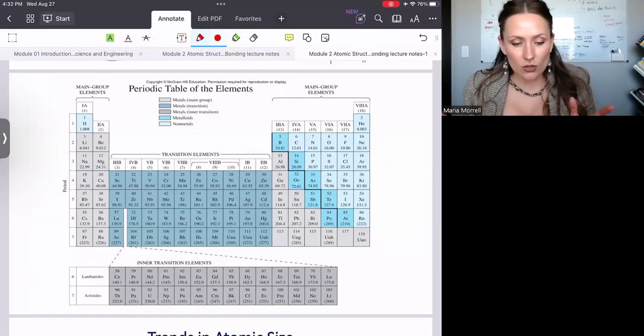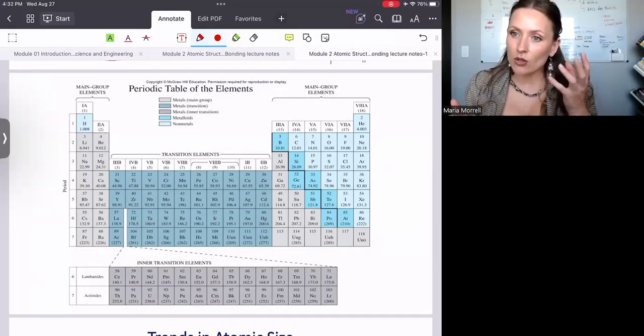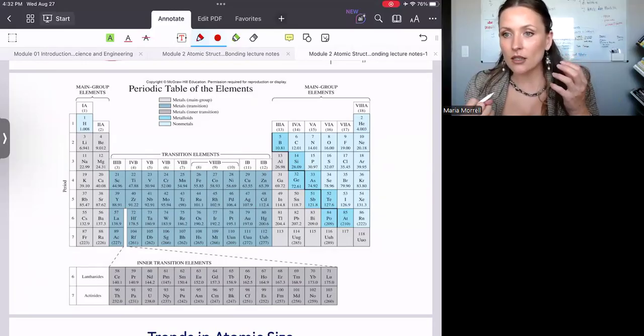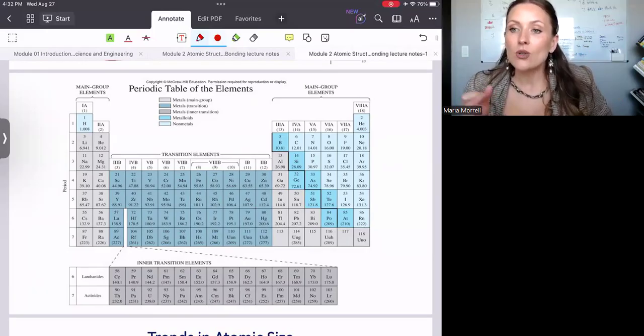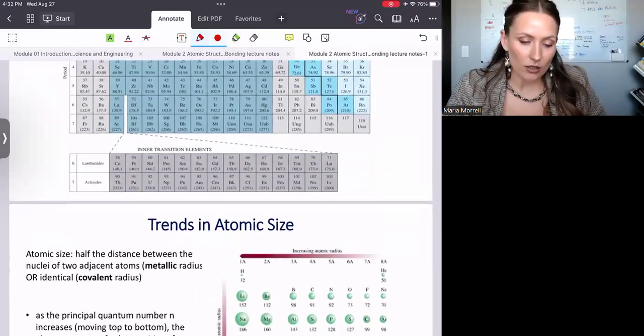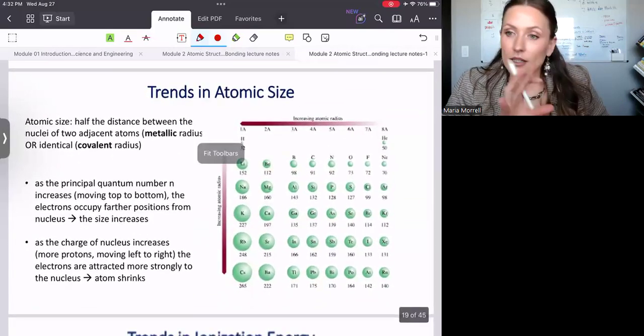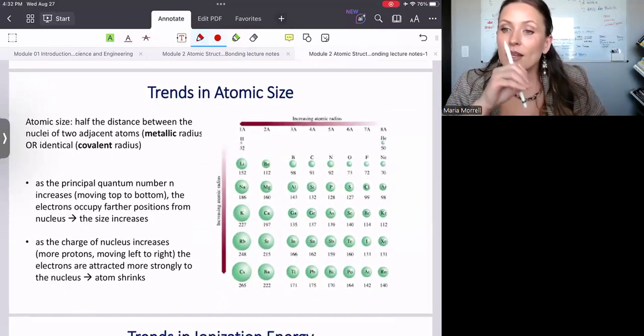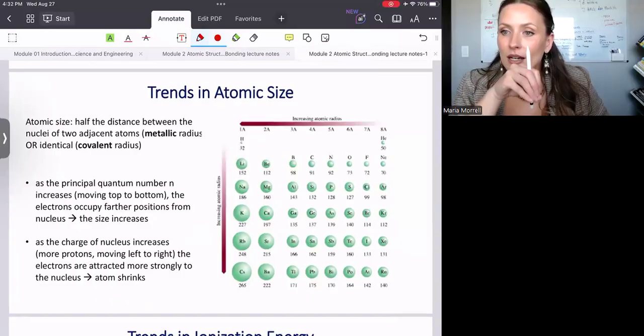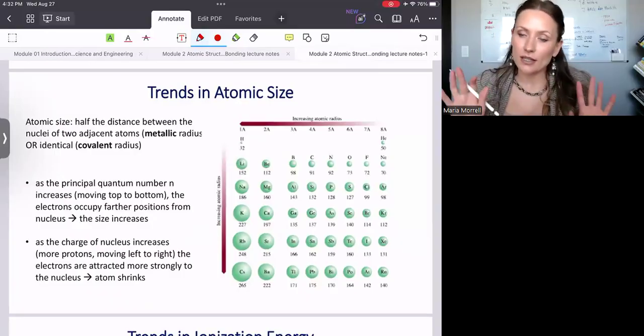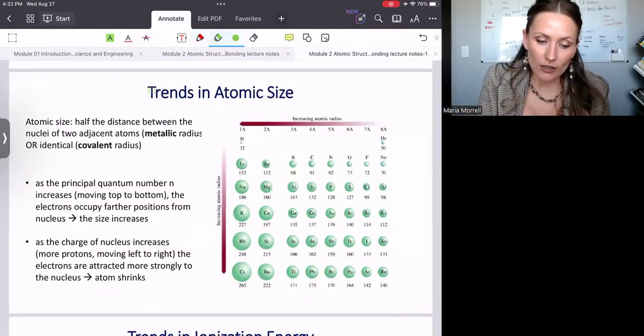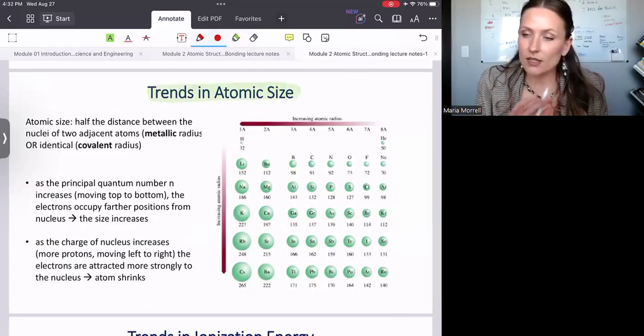Or sometimes you look at two elements and you want to understand which one is smaller and which one is larger. This will also be very important in our course. You can pick up all of those trends just by looking at the periodic table and finding the position of the elements in it. Okay, so let's start with each of the trends. First one is atomic size. It is very, very simple.